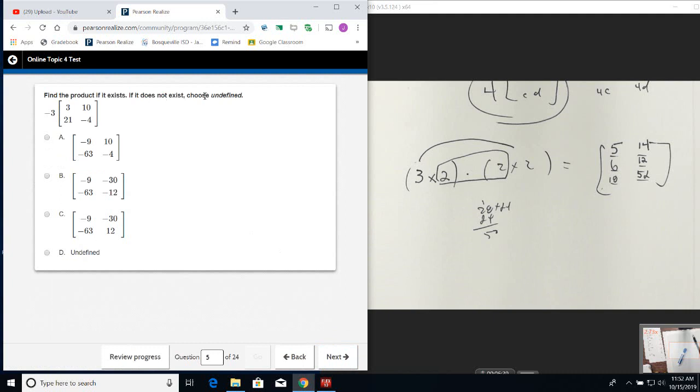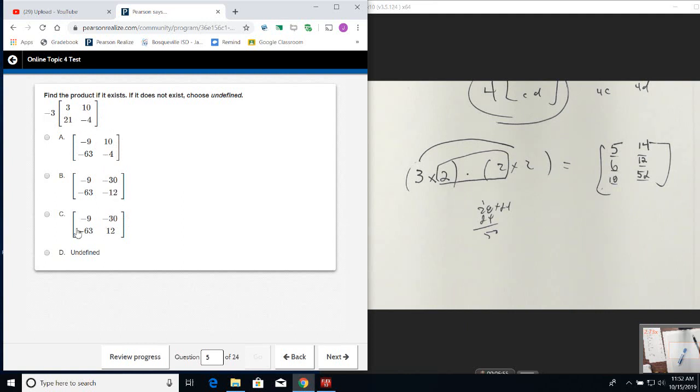find the product, if it exists, of this scalar matrix times this 2 by 2 matrix. Well, you just multiply each element by that scalar. So it'd be negative 3 times 3, which is a negative 9. Negative 3 times 10 is a negative 30. And then a negative 3 times a positive 21 is a negative 63. And then a negative times a negative would be a positive 12.